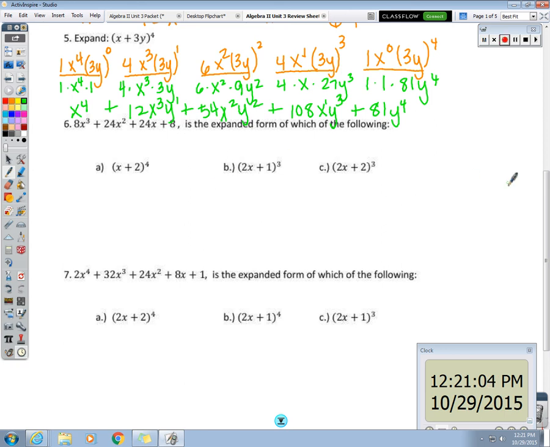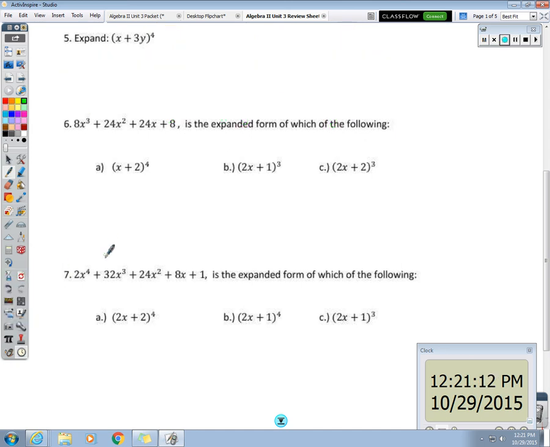Okay, number 6. Can I erase everything above it? Yeah. Okay, number 6. 8x cubed plus 24x squared plus 24x plus 8 is the expanded form of which of the following? Okay, well, this was to the 4th power. These two are to the 3rd power. How can that help you? Right. This answer has 4 terms, so that means it was cubed. So A's out. Because when something's raised to the 4th power, it would produce 5 terms. Now, once you've narrowed it down to B and C, what would you do?